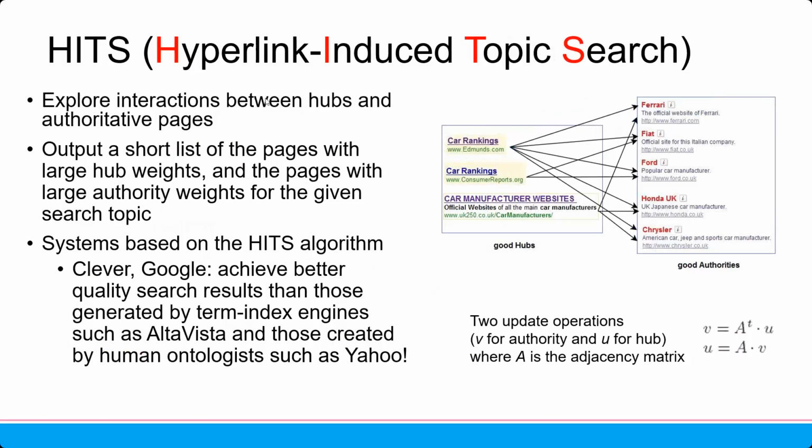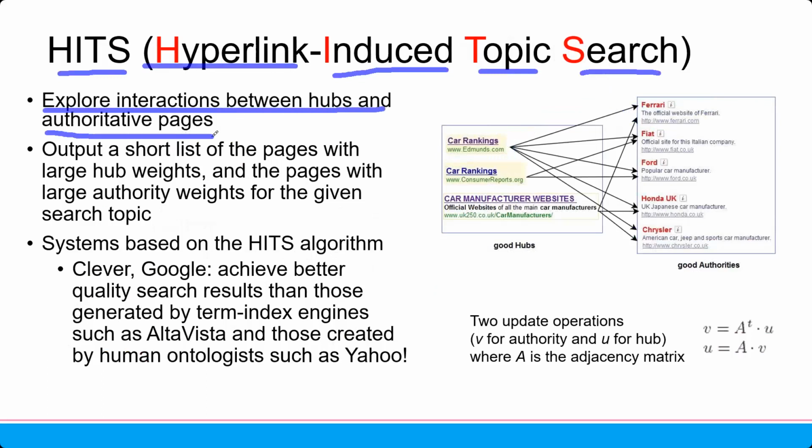Using the idea of this hyperlink, there is one algorithm called hyperlink induced topic search. It explores the interaction between hubs and authorities. The keywords are hub and authority. What is a hub? We call this a hub because it has links to many different car companies.